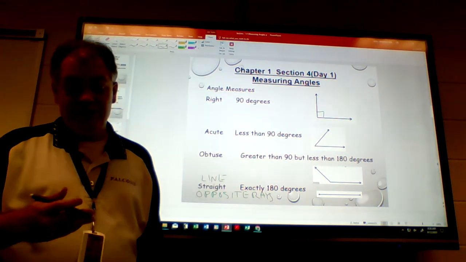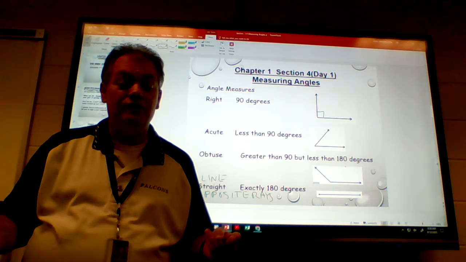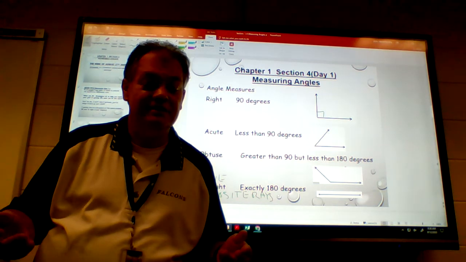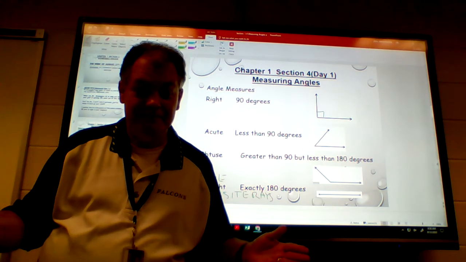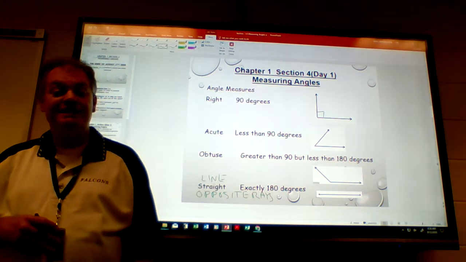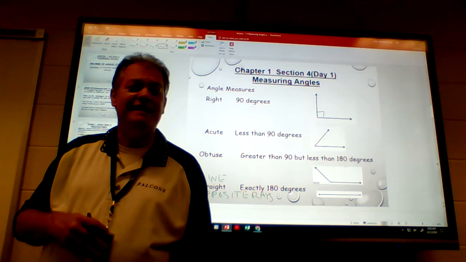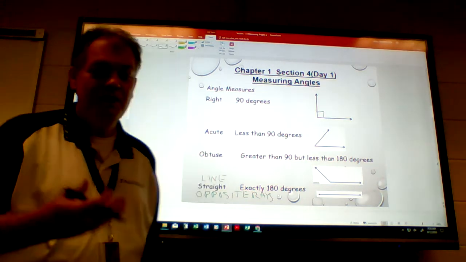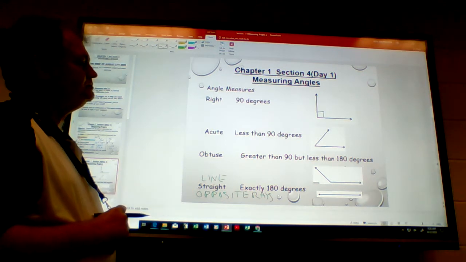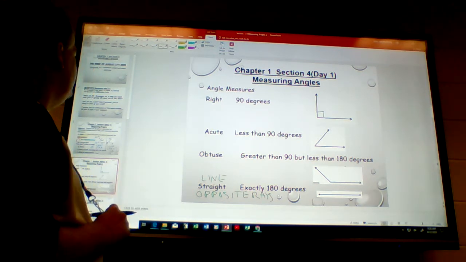Okay, let me clarify that. Straight angle, opposite rays, a line. They're all the same. Make a note of that because you will see that on a quiz or a test most likely. When I usually say that, that means it's probably going to happen that way. So make a note of that. But that's the way to classify the angles.